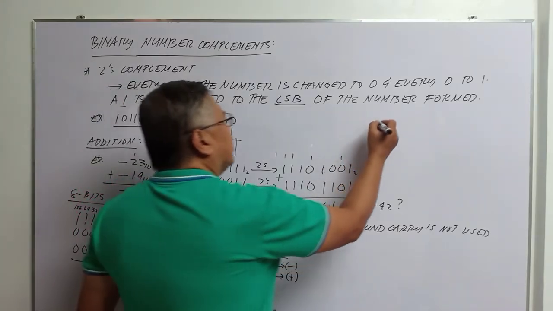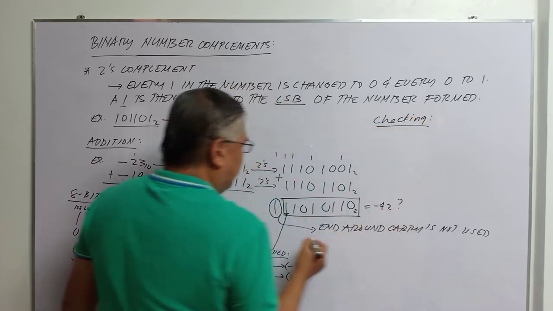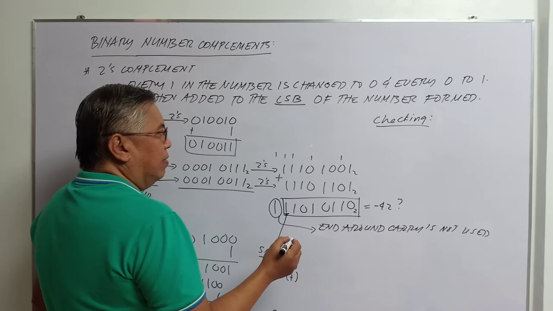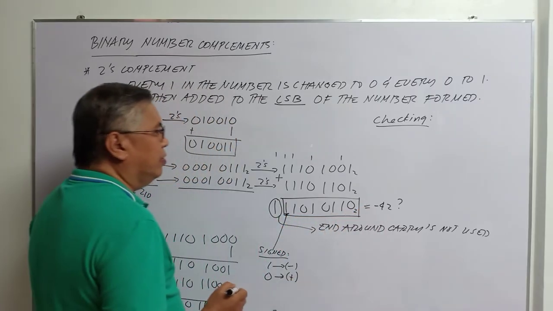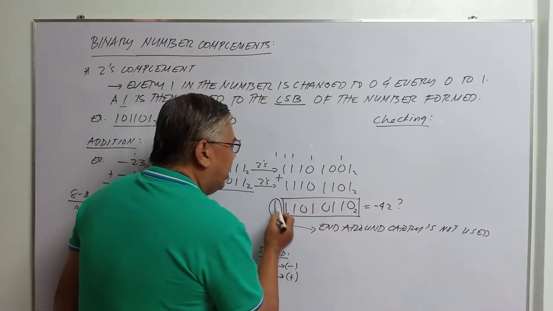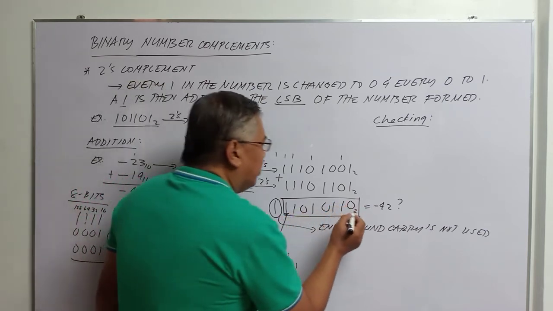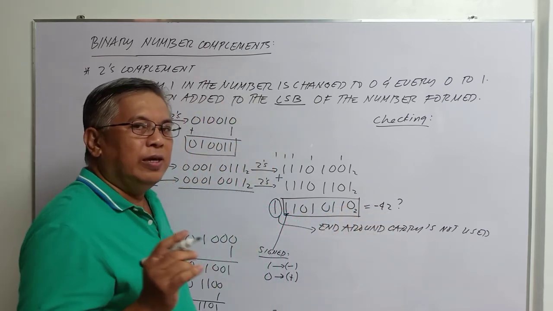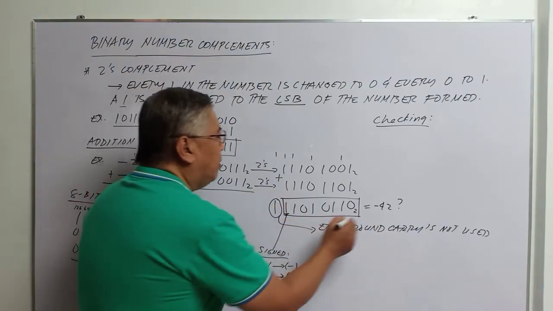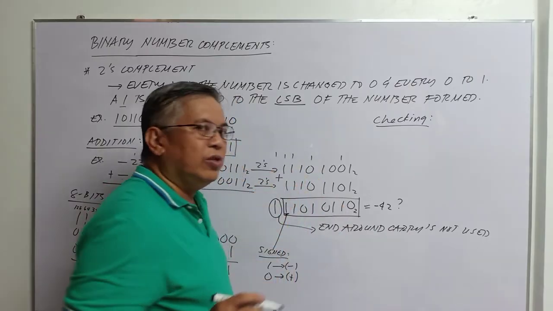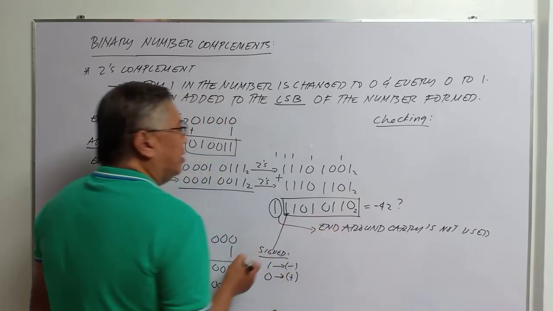So for checking purposes, okay, so the number here, in order for us to check whether this number here is a negative 42, all we have to do is again to obtain the 2's complement of this particular number. Because the complement of minus 42, as we know, is positive 42. So obtaining the complement of this should result into a positive 42. So we just obtain the 2's complement number.